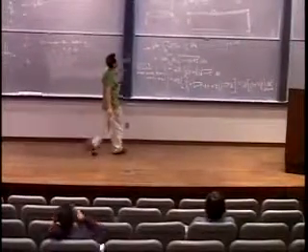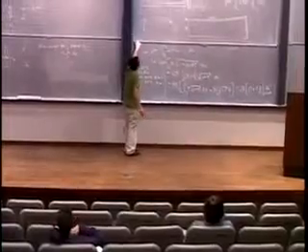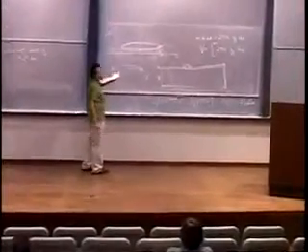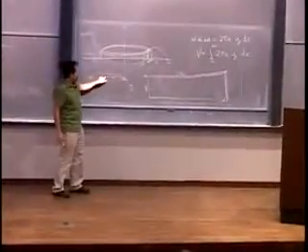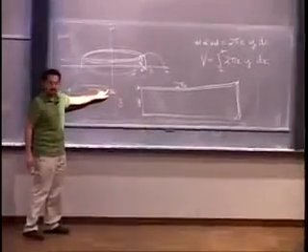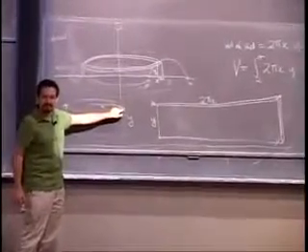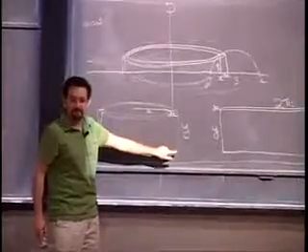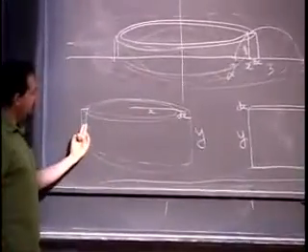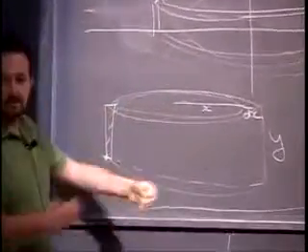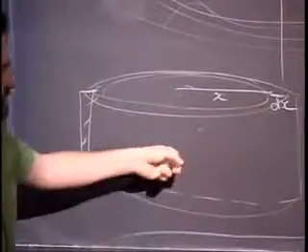Okay, so just to go over this part of it again, here's the shell. Its radius is x, the thickness is dx, and the height is y. Okay, so now you have to cut it out and unravel it. So this picture becomes this picture.